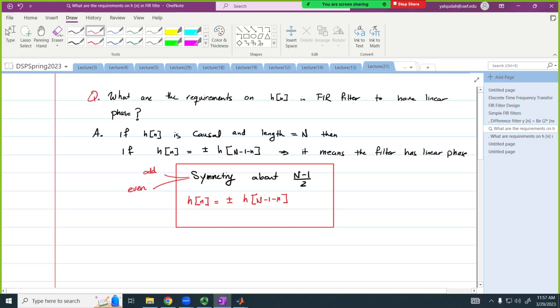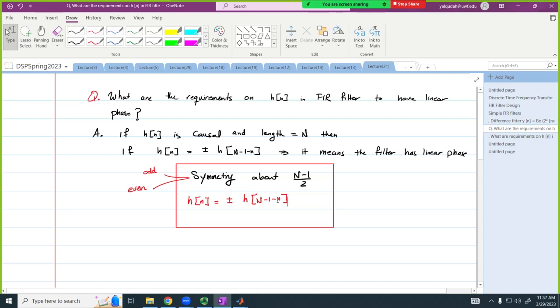So what this says is, if you have a filter with a symmetry around the middle of its impulse response, then that filter will have linear phase. And we'll see the different cases.